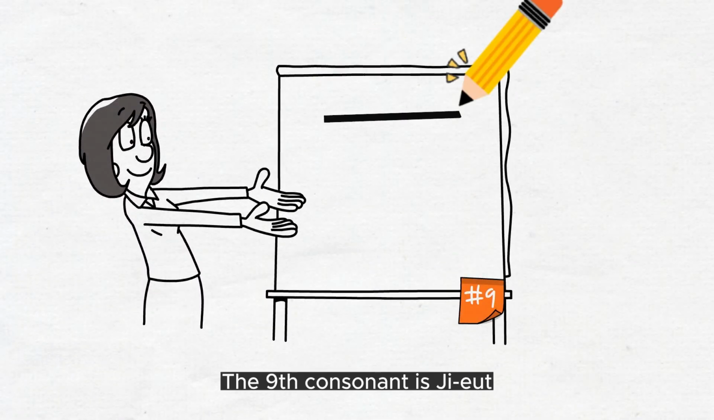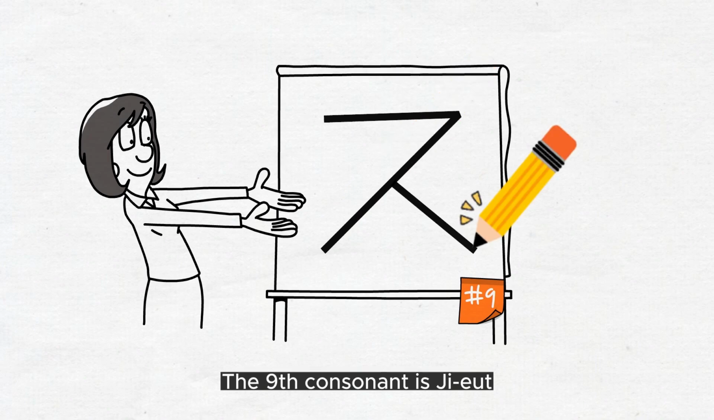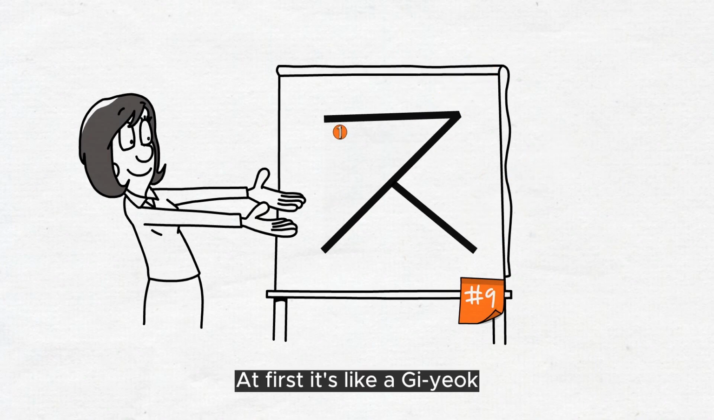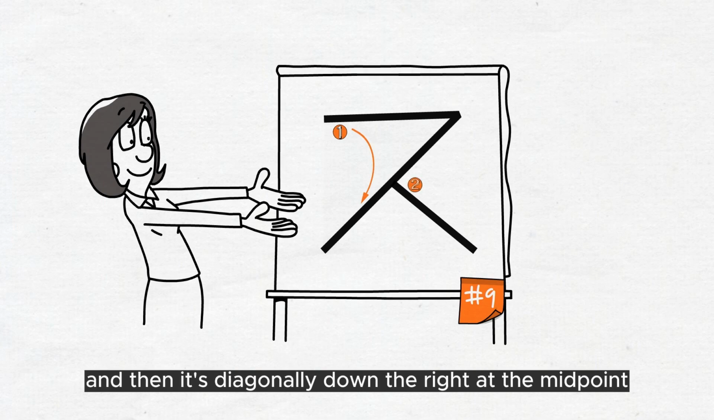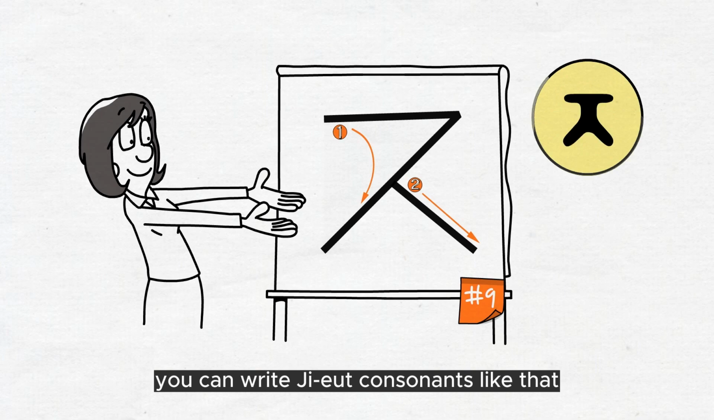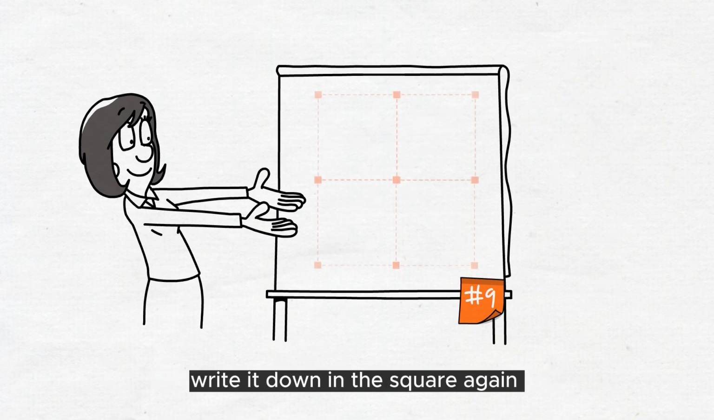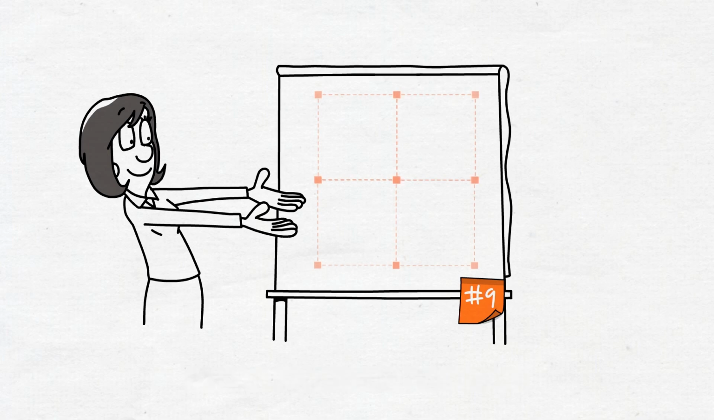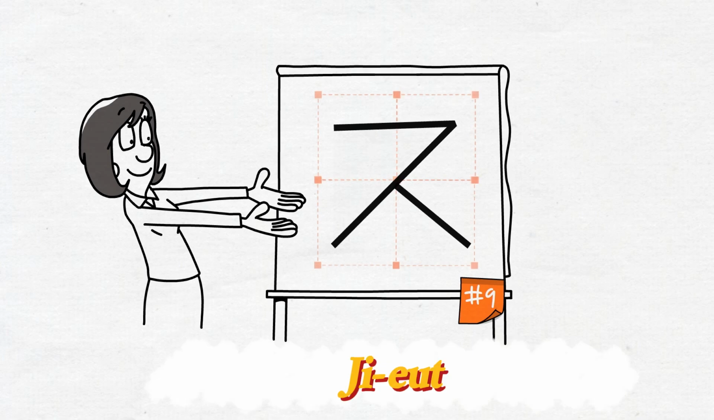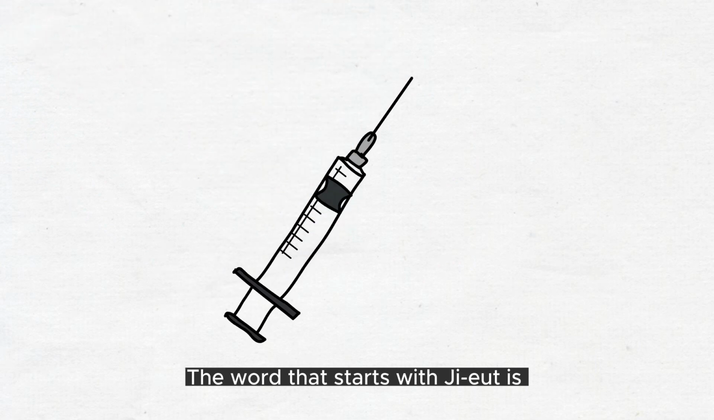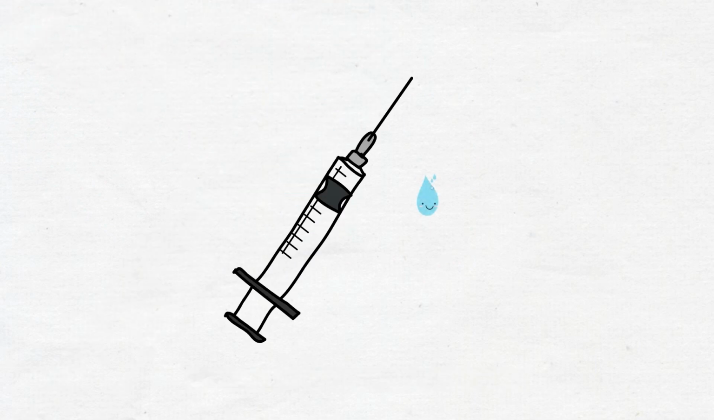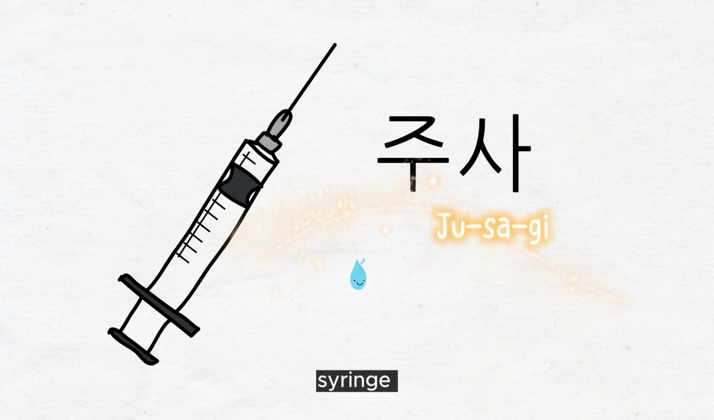The 9th consonant is 지읒. At first it's like a 기역, but it's not at right angles. It's diagonally down the left, and then it's diagonally down the right at the midpoint. You can write the consonant like that. Write it down in the square again. The word that starts with 지읒 is syringe. 주사기.